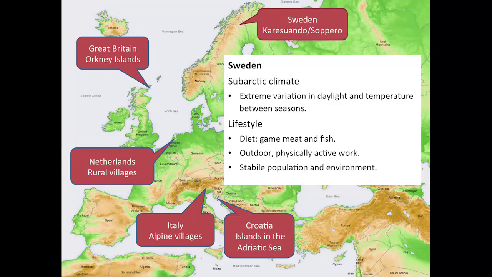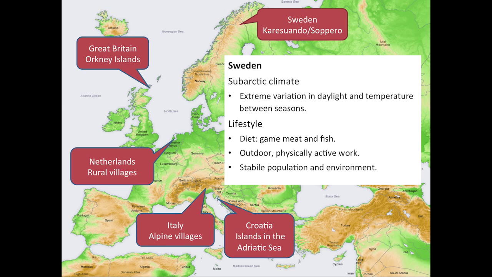So where did we end up? This is where we ended up in Europe. You can see essentially none of these is really in the middle of Europe. They're all at the very extremes. In Sweden, we were asked, so where do you want to put a population study where you can be as different as possible from other European cohorts? And we ended up in Karesuando and Soppero, which are villages, and actually a population on the edge of Sweden, very close to Finland, in the very northernmost part.